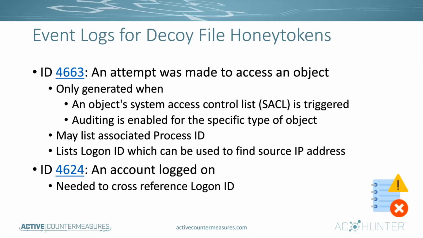When these logs come in, they may or may not list an associated process ID. More often than not, they do, but I've also seen cases where maybe you have a network request, the file's on a file share, and we don't get that process ID, which is unfortunate. But you still get the logon ID associated with that request, and you can use that then to find the source IP address when you cross-reference with the account logged on 4624 event.